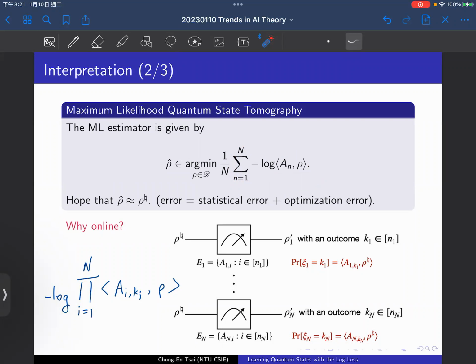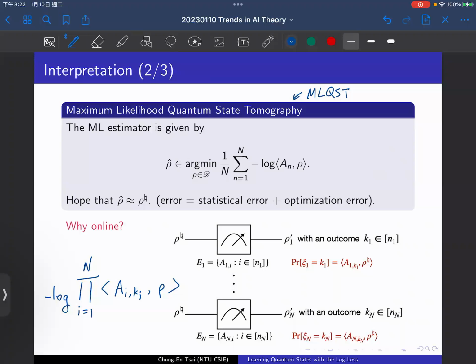In fact, the previous problem is motivated by this statistical problem. But this convex optimization problem, you can solve it by Newton's method, and it will provably converge. So, in fact, we can solve these problems. So, why do we consider the online version of this problem? Let me call this MLQST. So why do we want to consider the online version of MLQST?